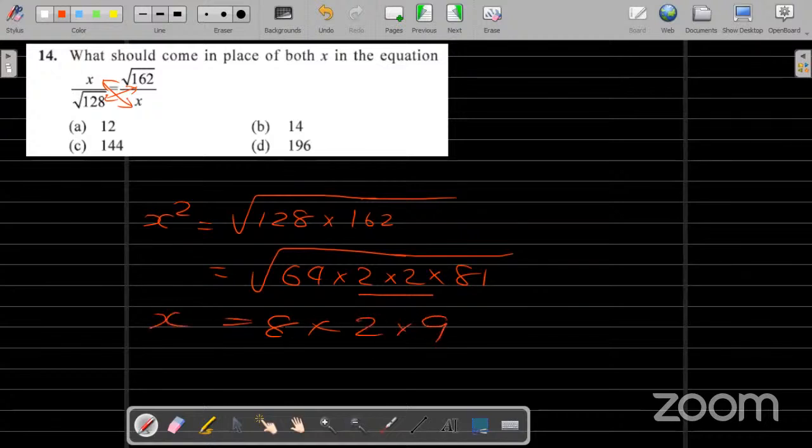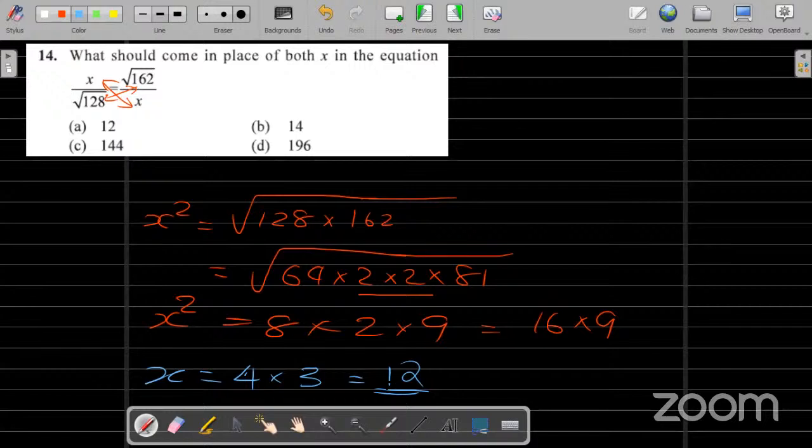So x square equals 8 into 2, 16 into 9. No need to multiply. I'll get x square equals 16 into 9. x will be root of 16 into 9. Root of 16 is 4, root of 9 is 3, and 4 3s are 12. That is the normal way of answering the question. Just cross multiply. Only thing is, never get confused with that. If you get confused, then we may not get the answer.